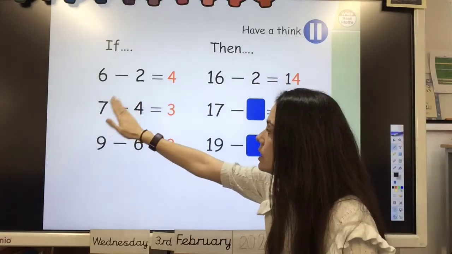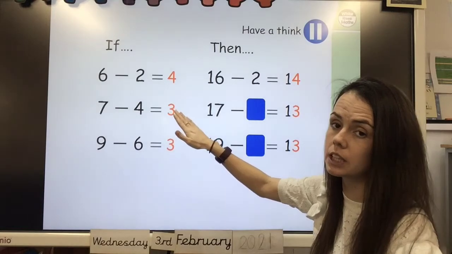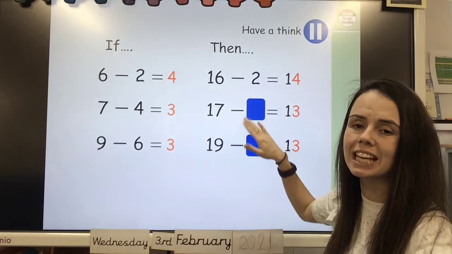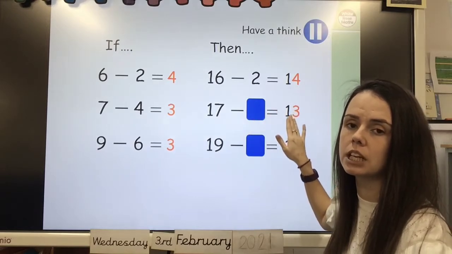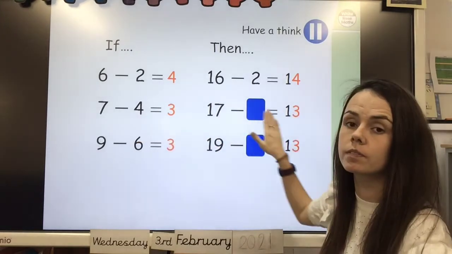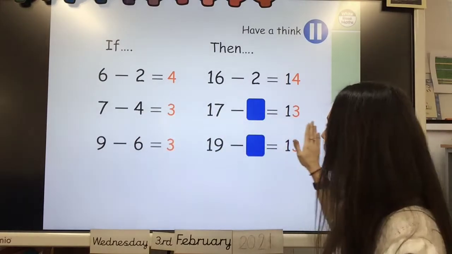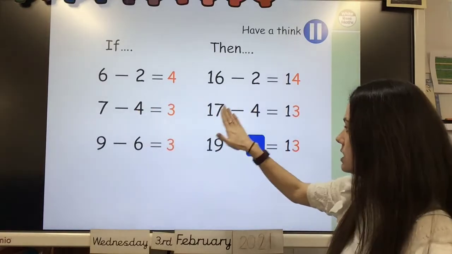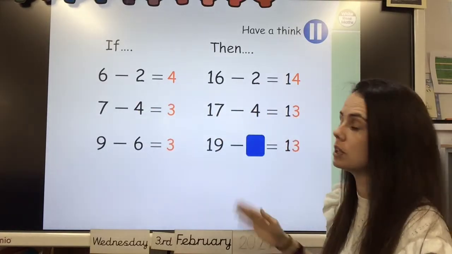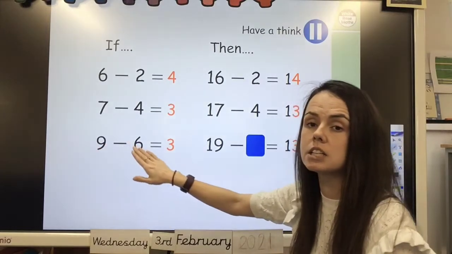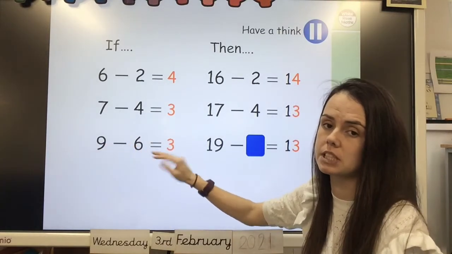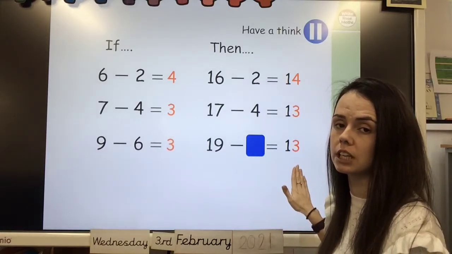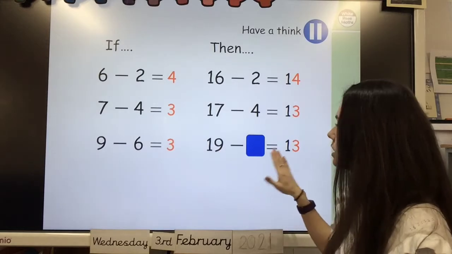Next one, 7 take away 4 equals 3. So 17 take away something equals 13. What am I taking away from 17 to make 13? 4, well done. It's the same number sentence, just with 10 more. 7, 4, 3, 17, 4, 13. Well done. And our last one, 9, 6 and 3. So 9 take away 6 equals 3. So 19 take away what equals 13? 19 take away something equals 13.